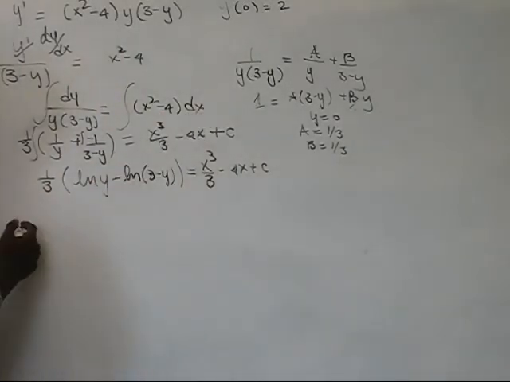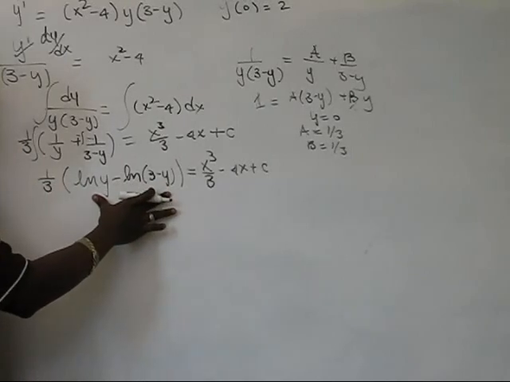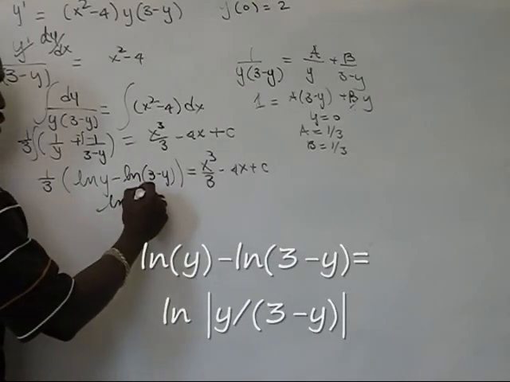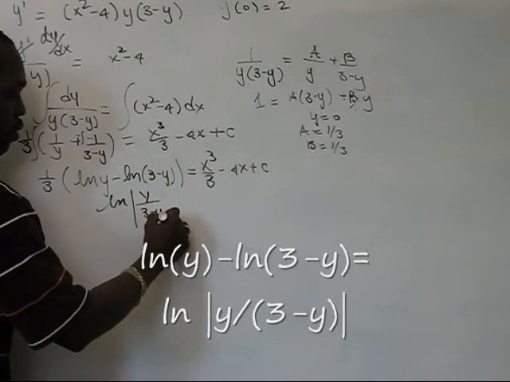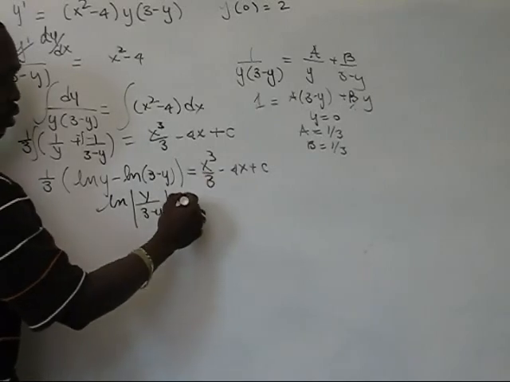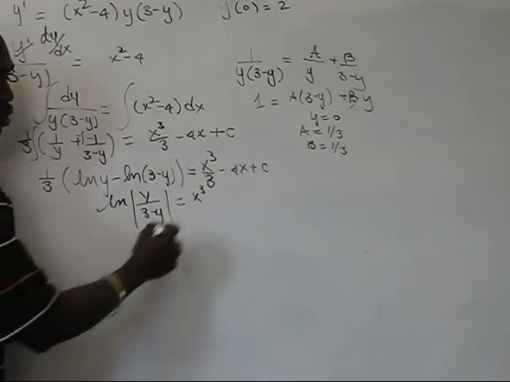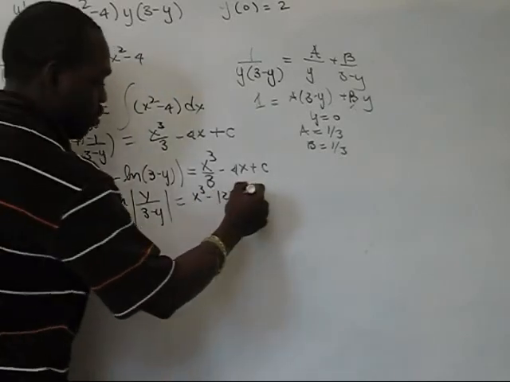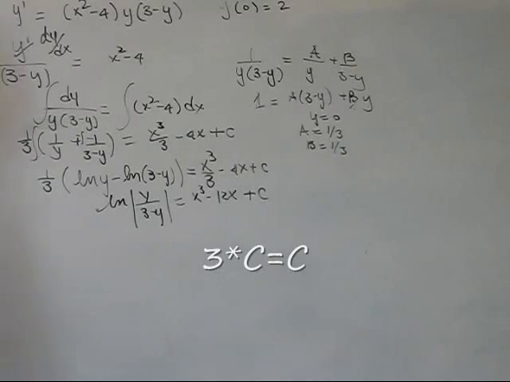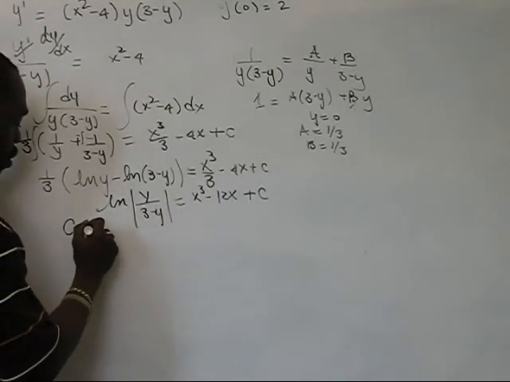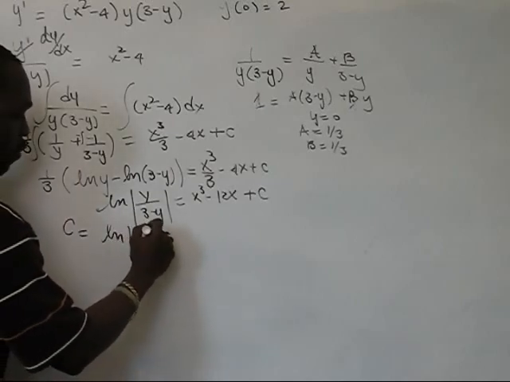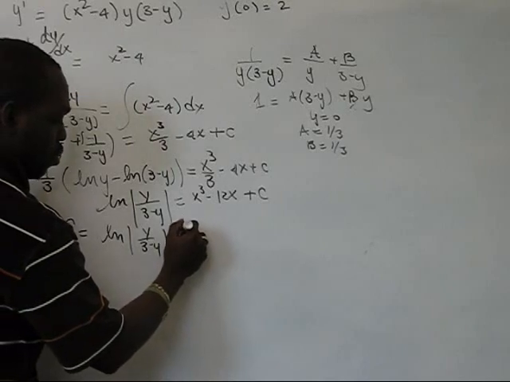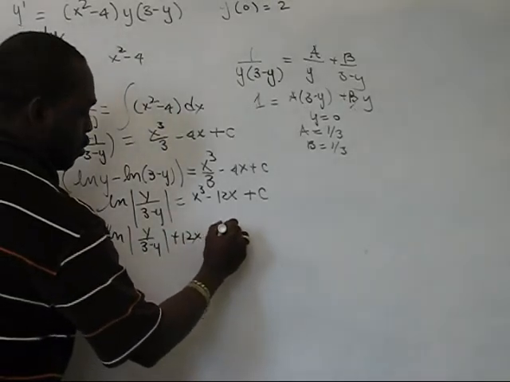Now I can multiply everything by 3, and then use the log laws to put that in a really nice fashion. If I multiply everything by 3, the 3 here is gone. So I have 3x squared minus 12x here, plus 3c, but since c is a constant, 3c is the same thing as c. I'll call it c, so natural log of y over 3 minus y. Right, I'm going to move everything, so plus 12x minus x cubed.